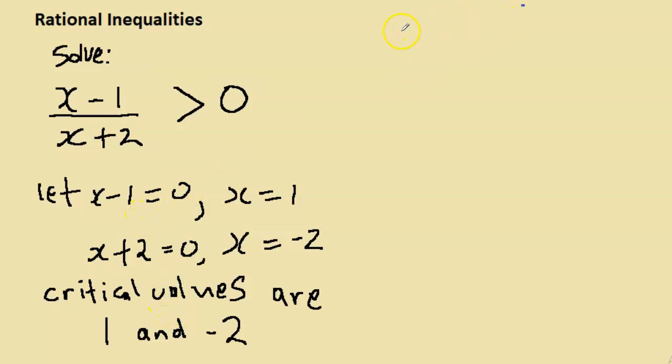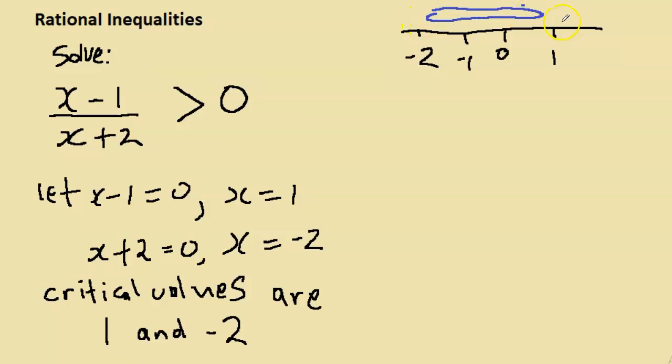Now, let me just put a number line there. We have 0, positive 1, negative 1, negative 2. What we need to determine now is in which region the solution set lies. Does it lie between 1 and negative 2? Or is it greater than 1 or less than negative 2? And to do this, we can check by substitution.